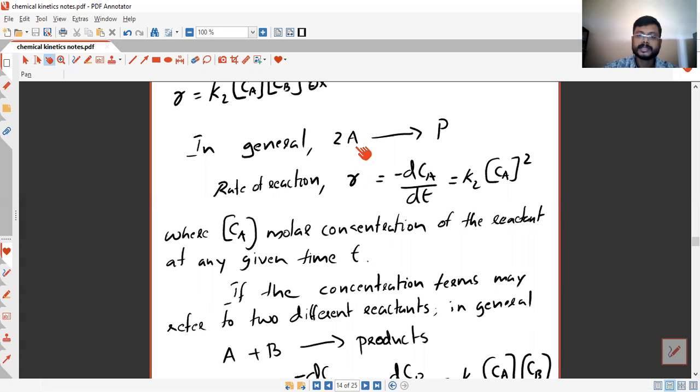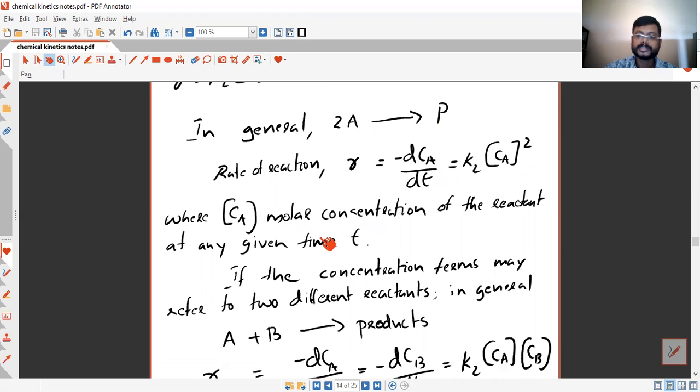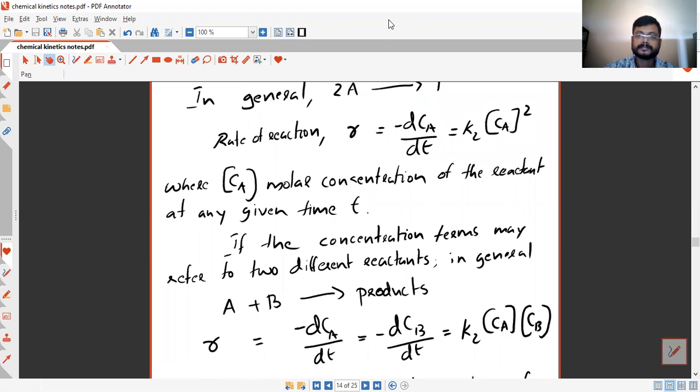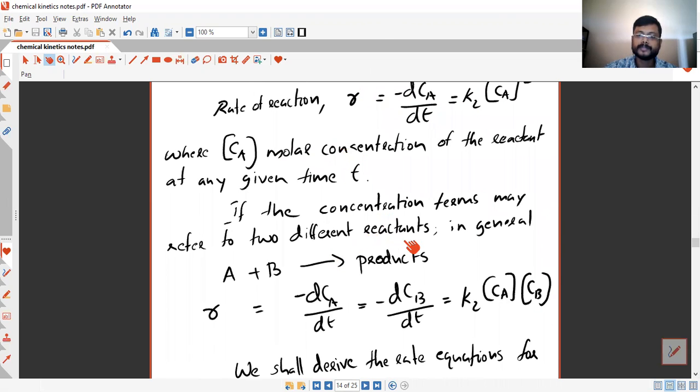Then consider the general reaction 2A gives product. The rate of reaction, that is R, is equal to minus dCa by dt is equal to K2 into Ca square, where C is the molar concentration of the reactant at a given time t. If the concentration may refer to two different reactants. Here, only one reactant is there.